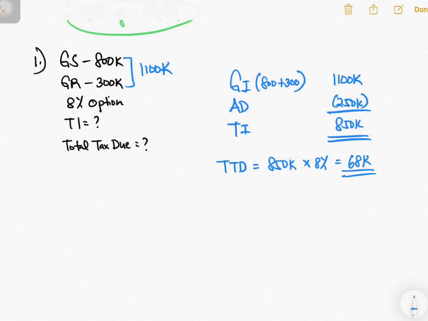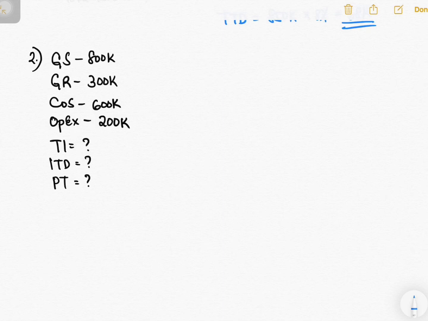Okay, so let's try another. Now let's try this one. You are given gross sales of 800,000, gross receipts 300k, cost of sales 600,000, OPEX, operating expenses 200,000, and you are tasked to compute the taxable income, income tax due, and then the percentage tax. It's percentage tax because your gross sales or receipts were not able to exceed the VAT threshold. This is only 1.1 million.